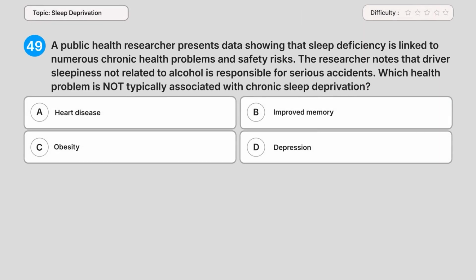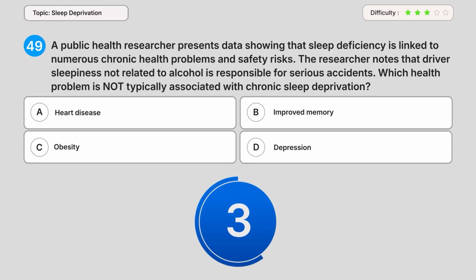49. A public health researcher presents data showing that sleep deficiency is linked to numerous chronic health problems and safety risks. The researcher notes that driver sleepiness not related to alcohol is responsible for serious accidents. Which health problem is not typically associated with chronic sleep deprivation? A. Heart disease, B. Improved memory, C. Obesity, D. Depression. What do you think is the answer?